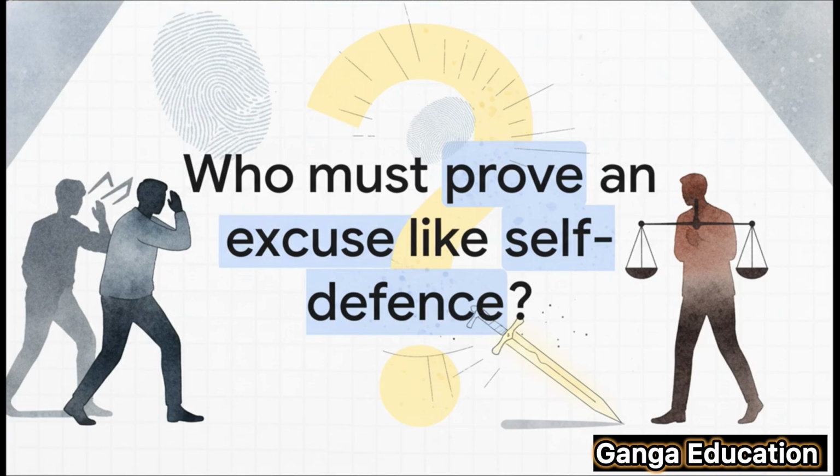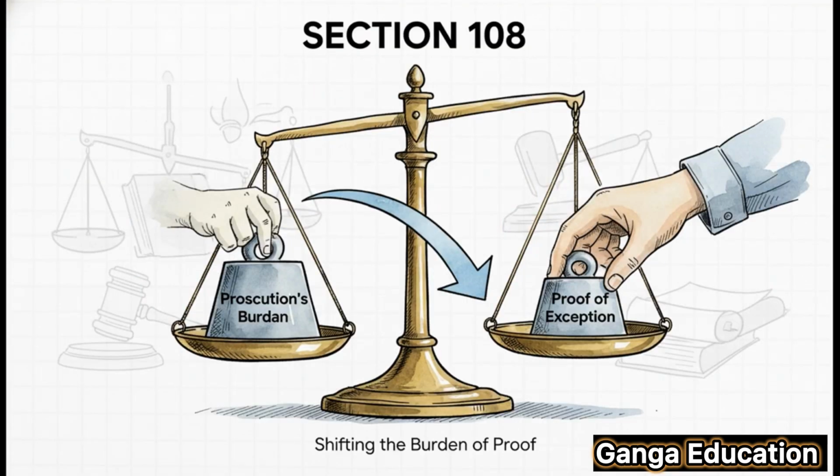Just imagine a murder trial for a second. The accused stands up and says, yes, I did commit the act, but I did it in self-defense. Now here's the big question. Who has to prove this claim of self-defense? Does the prosecution have to prove that it wasn't self-defense, or does the accused have to prove that it was? This is the core problem we're talking about today. And this is exactly where Section 108 comes in and gives us a crystal clear answer. What this section does is create a very logical legal shift.